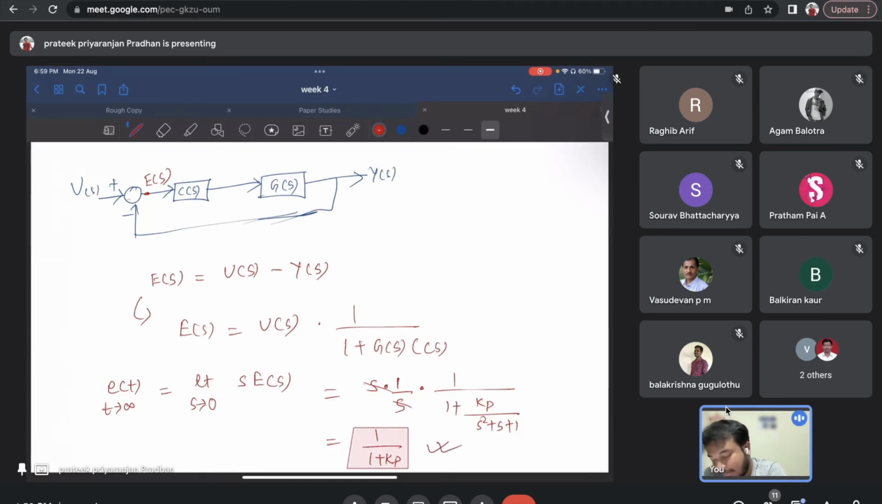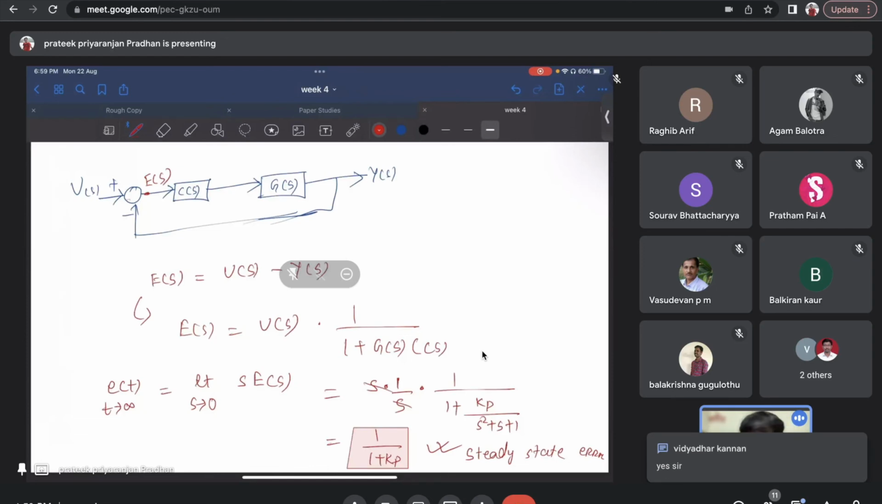This is the steady state error. Is it clear to everybody?